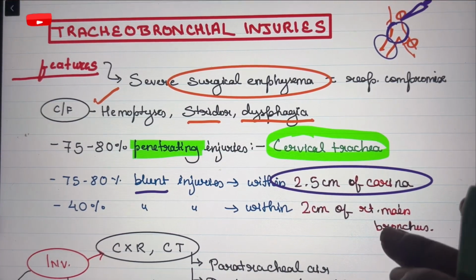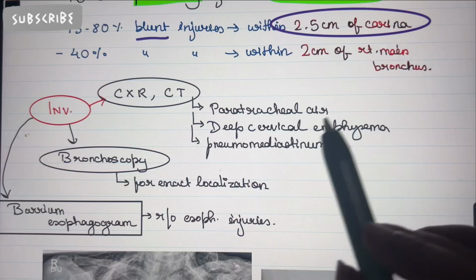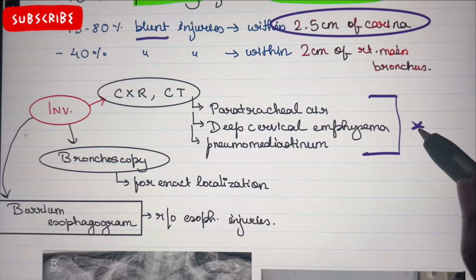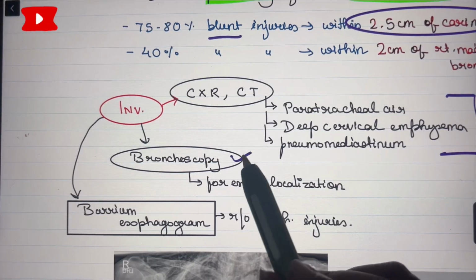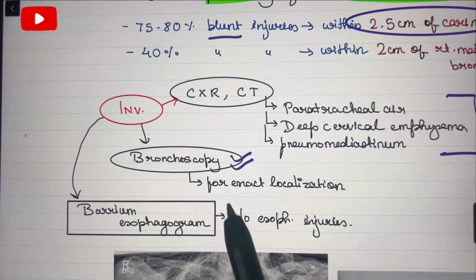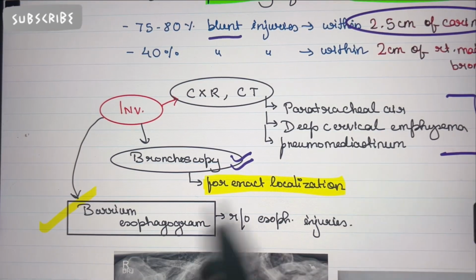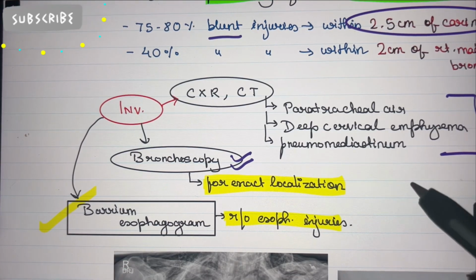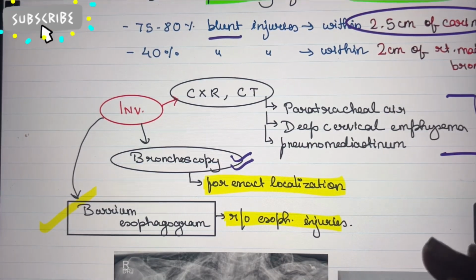Now, what investigations will we do? Three investigations are majorly done. One is X-ray and CT scan. In X-ray and CT scan, we will see paratracheal air, deep cervical emphysema, and pneumomediastinum in cases of tracheobronchial injury. And if we do bronchoscopy, why? Because in bronchoscopy, we will know exactly the location of the tracheal or bronchial injury. Then we will also do a barium esophagogram, a barium swallow, to rule out esophageal injuries, because the trachea and esophagus lie closely to each other. If there is a tracheal injury, there are high chances of esophageal injury also.